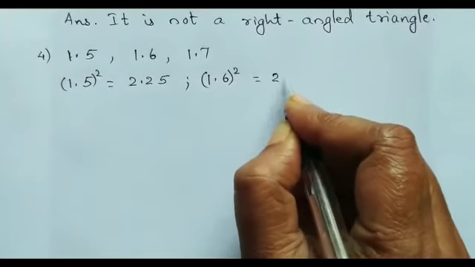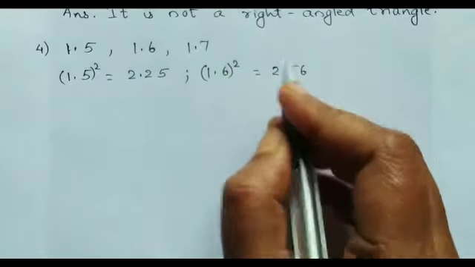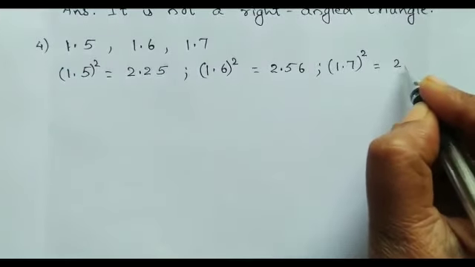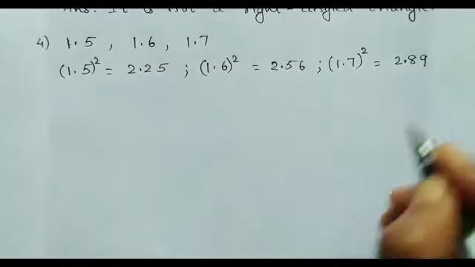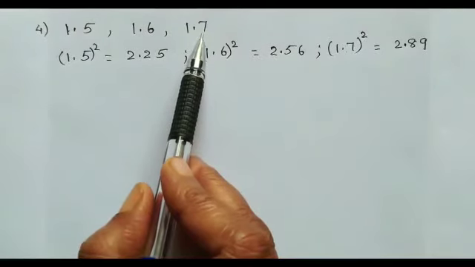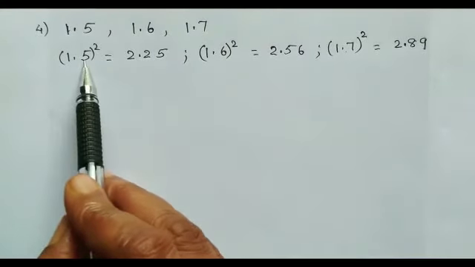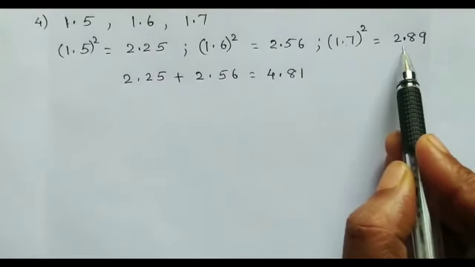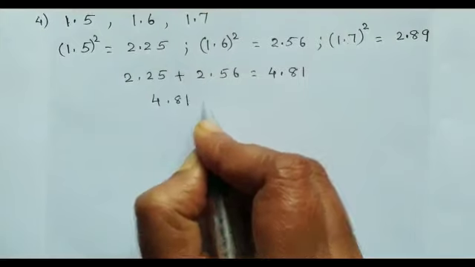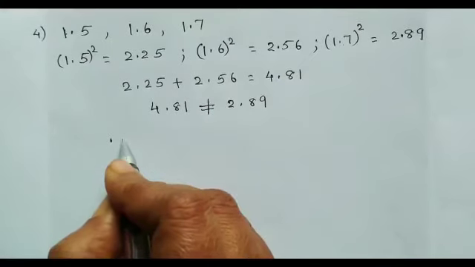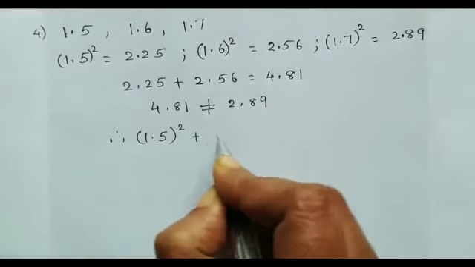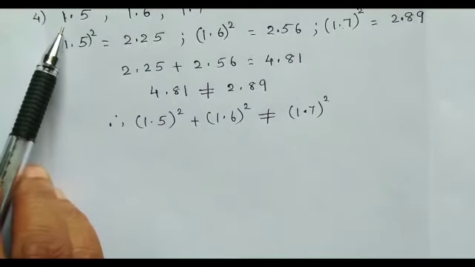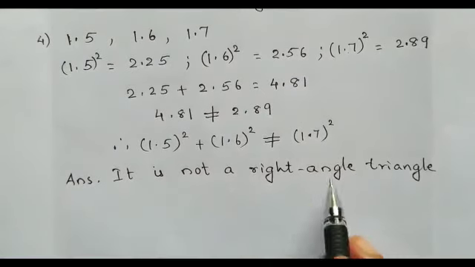1.6 square. 16 square is 256. So the square of 1.6 will be 2.56. Similarly, 1.7 square. 17 square is 289. So 1.7 square will be 2.89. The longer side is 1.7. So let us take the sum of the squares of 1.5 and 1.6. So 2.25 plus 2.56 is 4.81, which is not equal to 2.89. Therefore, 1.5 square plus 1.6 square is not equal to 1.7 square. This means that these measures do not form a right-angled triangle. So your answer is, it is not a right-angled triangle.